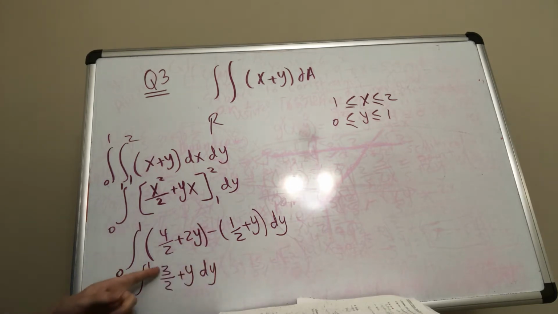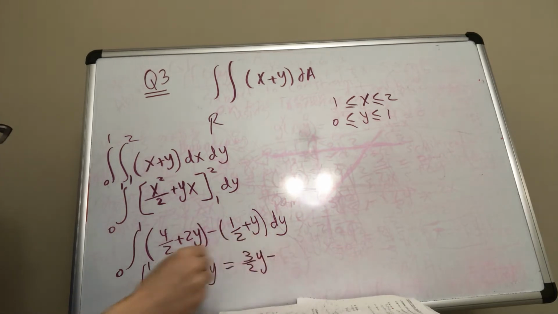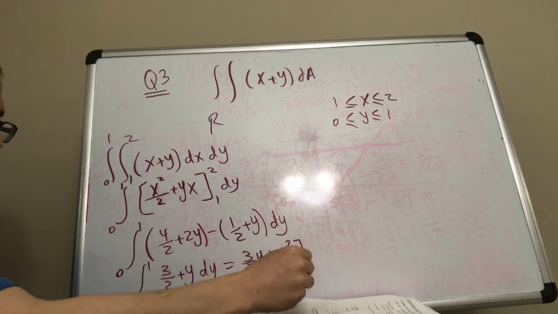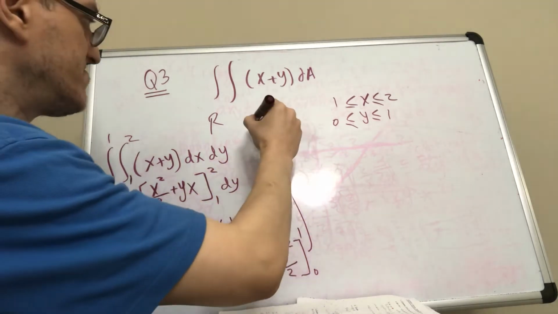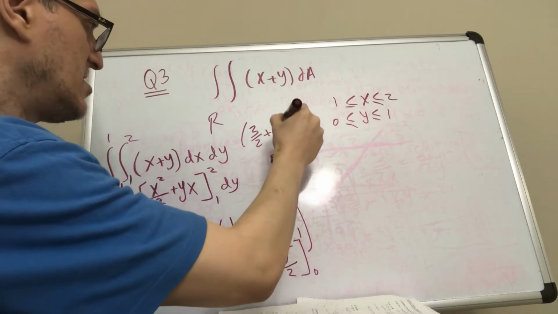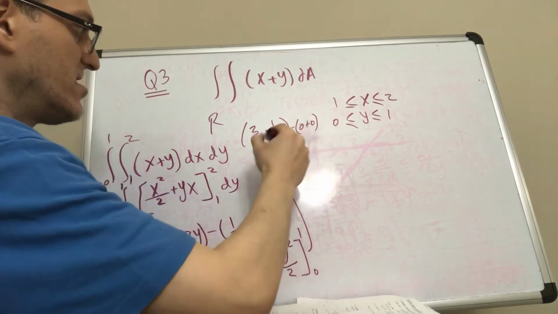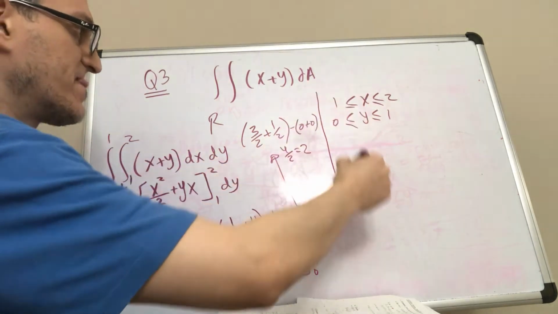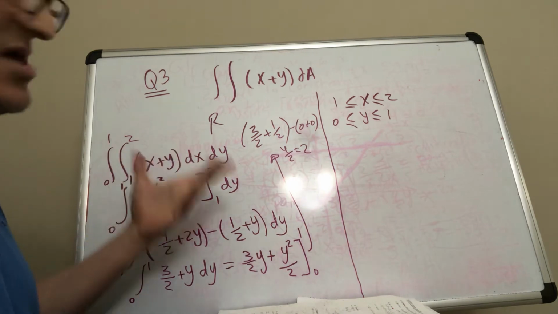So we're integrating this with respect to y. Integral of a constant would be a constant times y. An integral of y would be y squared over 2, and you need to plug the 0 and the 1. Plugging the 1 gives you 3 over 2 plus half. Plugging 0 will give you 0 everywhere. 3 over 2 plus half is 4 over 2, that's 2. So the answer is 2 if we decide to do it dx first.